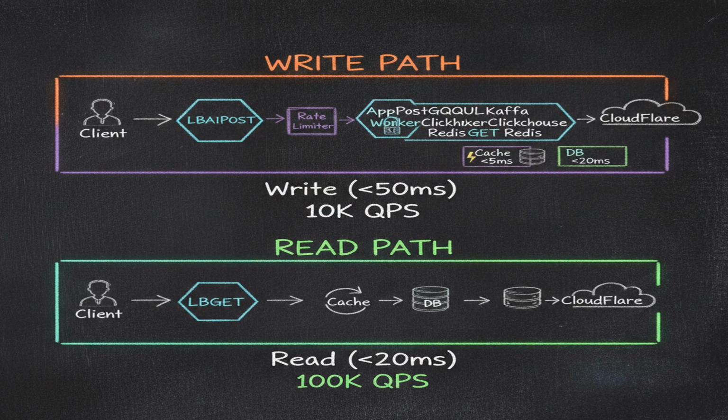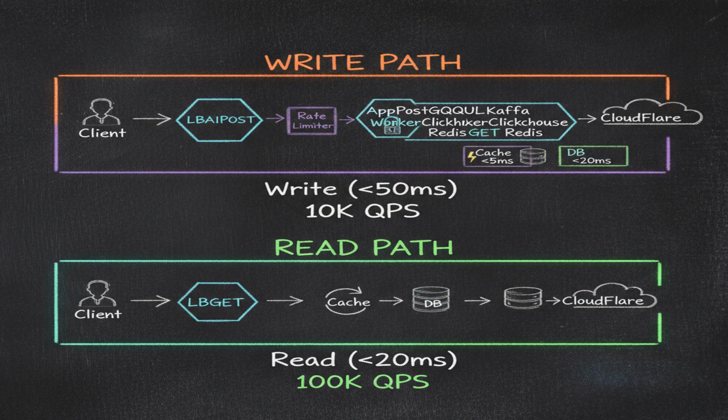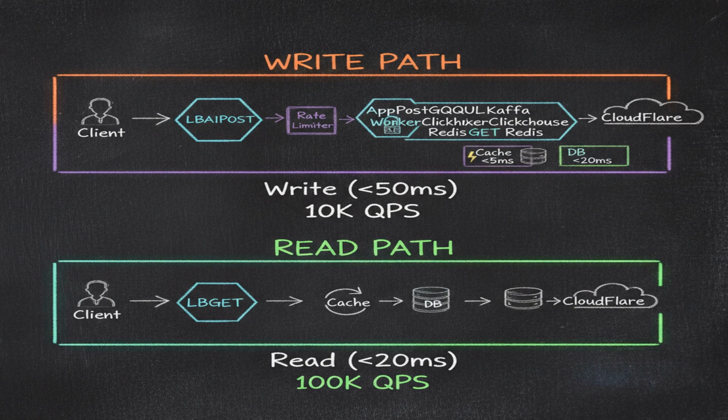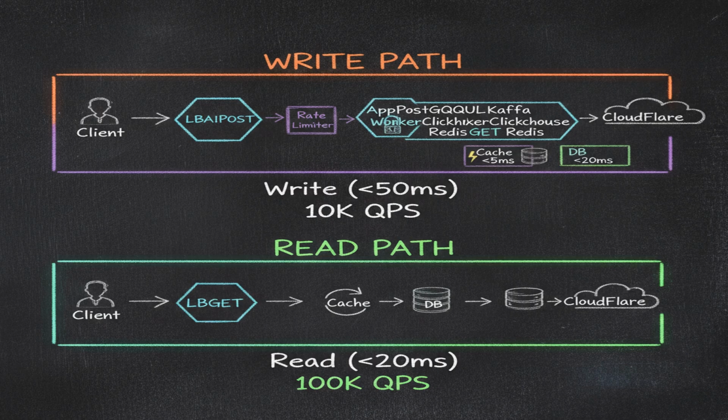The read path involves the same initial steps, but the API gateway first checks the cache. On a cache hit, the recommendation is returned immediately. On a miss, the read replica is queried and the cache is populated. We use a CDN to serve static content and a rate limiter to prevent abuse.